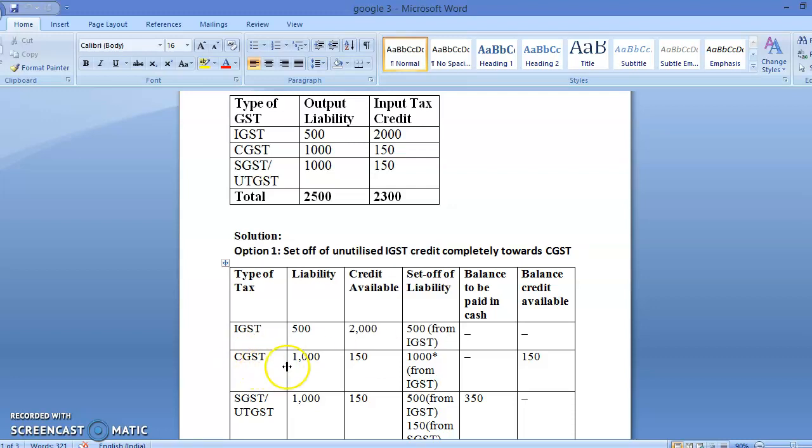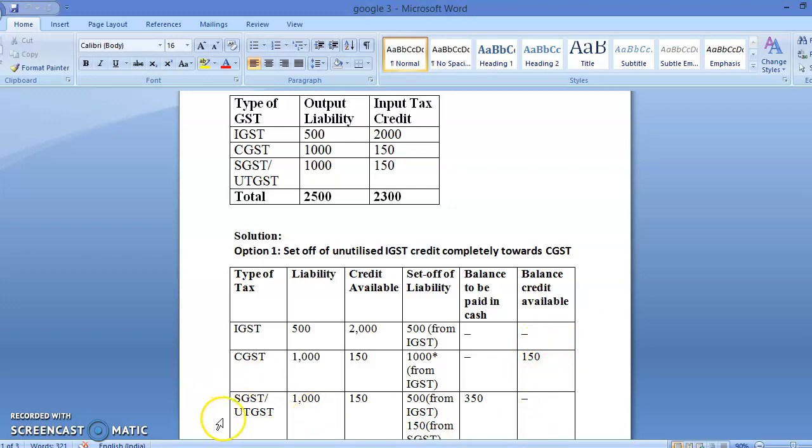So IGST you need not pay in any cash. Next see, CGST liability is 1000 to be paid but credit available is 150. To pay this 1000 liability, first let us utilize the IGST credit available 1500. Out of this IGST credit balance 1500, we will pay the liability of CGST 1000 from IGST. So remaining 500 IGST credit is still available and CGST credit 150 we have not utilized.